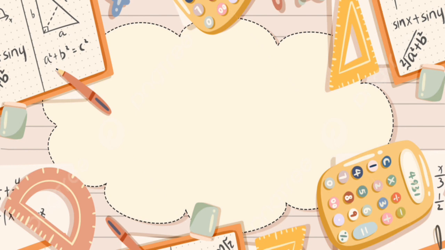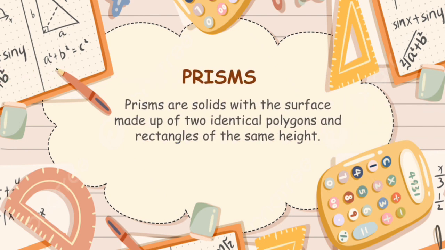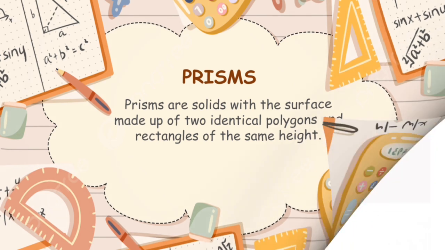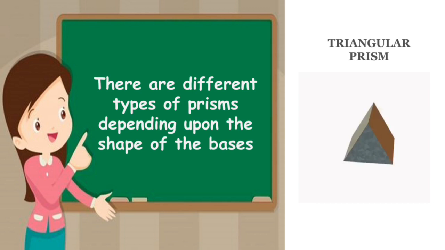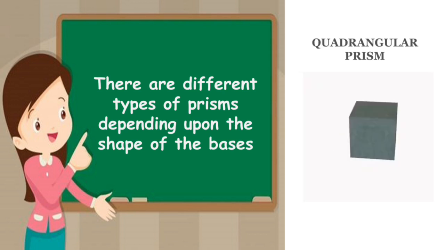Do you remember what we were discussing in the previous classes? Yes, about prisms. What do you mean by a prism? Prisms are solids with the surface made up of two identical polygons and rectangles of the same height. There are different types of prisms depending upon the shape of the bases. They are triangular prisms, quadrangular prisms, and so on.